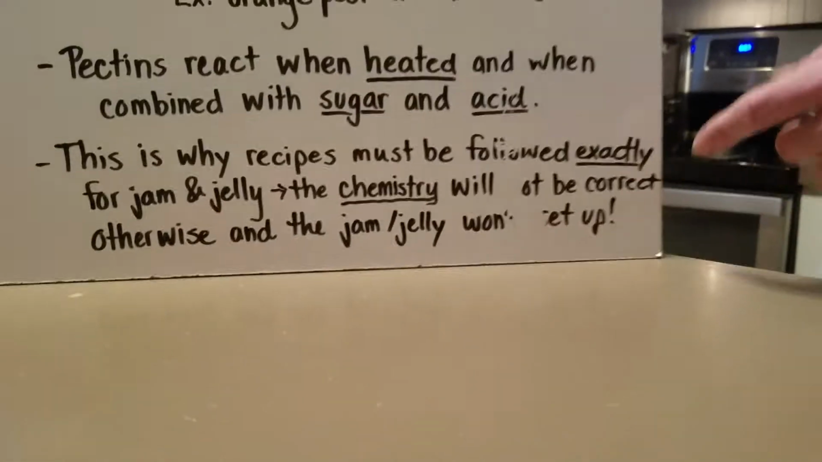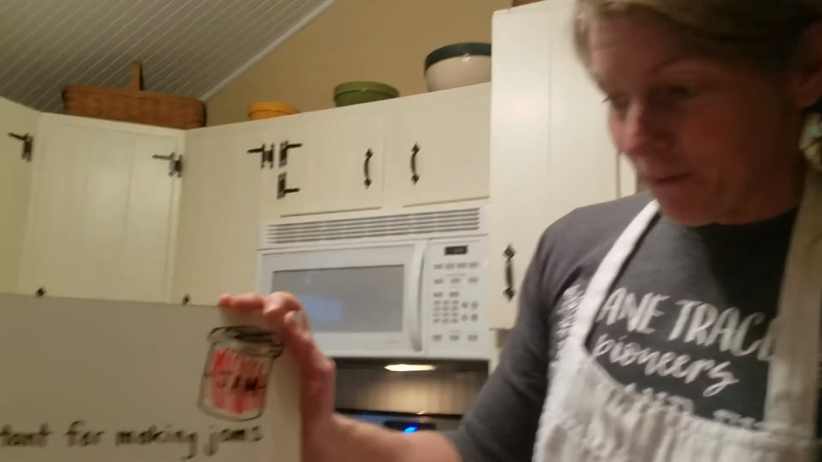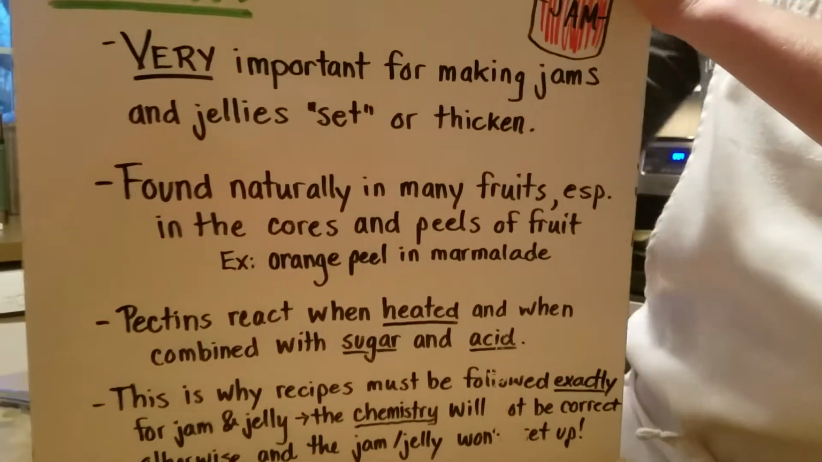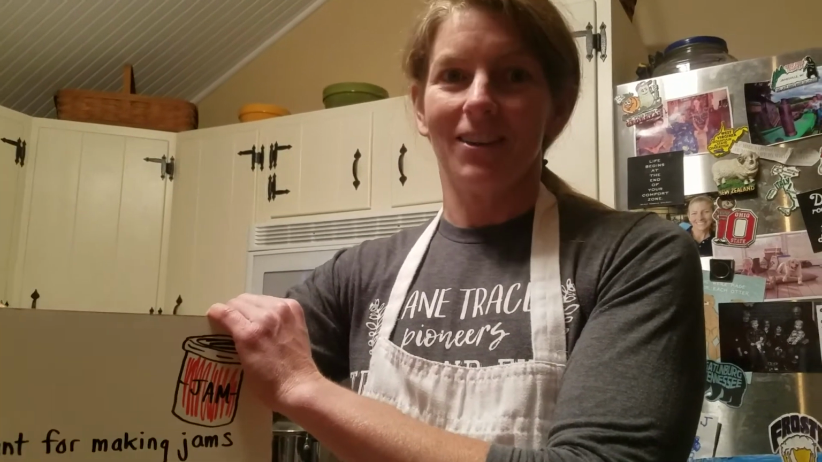It won't set up. Now, we find this type of pectin in the peels and the cores of a lot of fruit, so it can also cause problems. For example, if you have apples and you take the cores out and you take the peels out, well, guess what? There's no pectin left in the apples, and so that's why applesauce will be very runny.